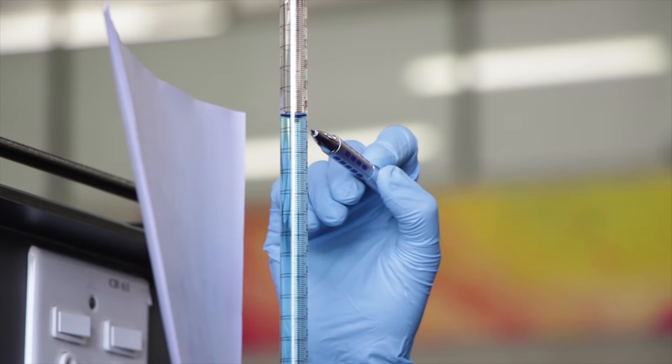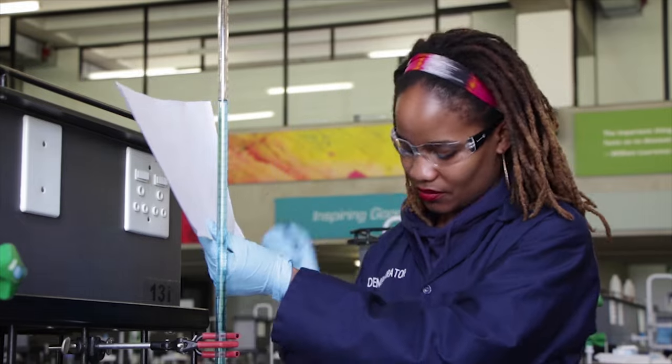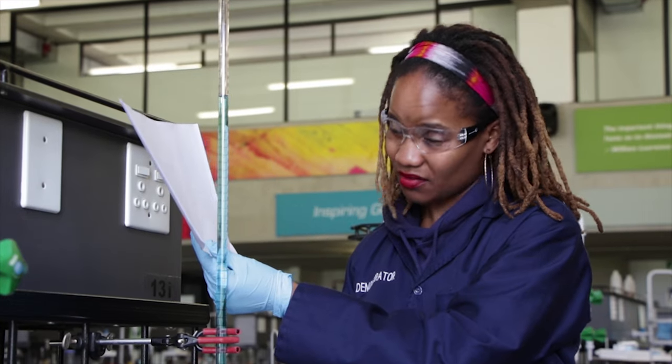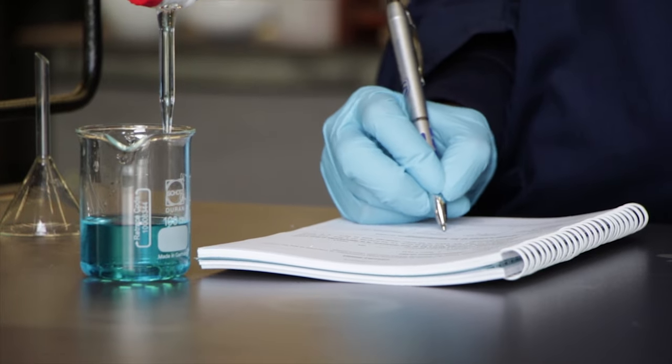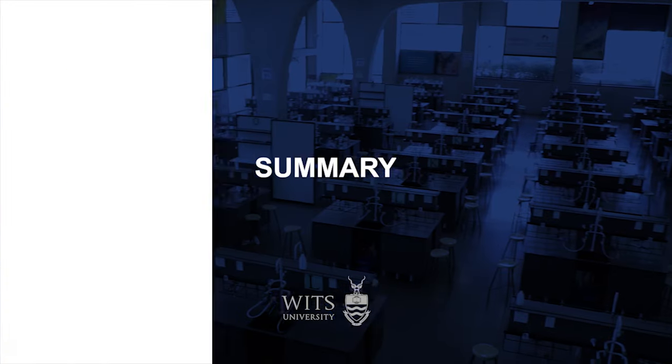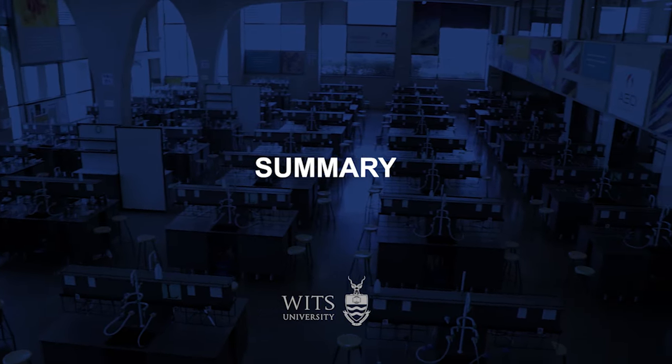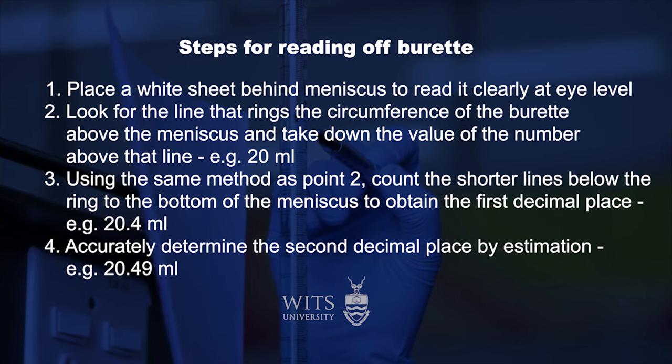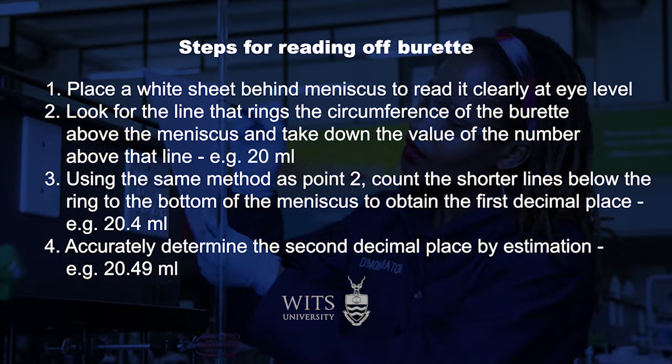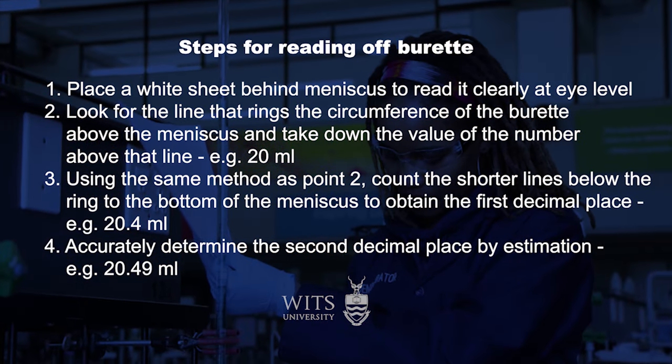When reading off the volume, a piece of plain paper can be held a little way behind the burette to show the meniscus clearly. Using the method described in this video, you should have no problem reading off the volume of solution in your burette during your titration experiments.